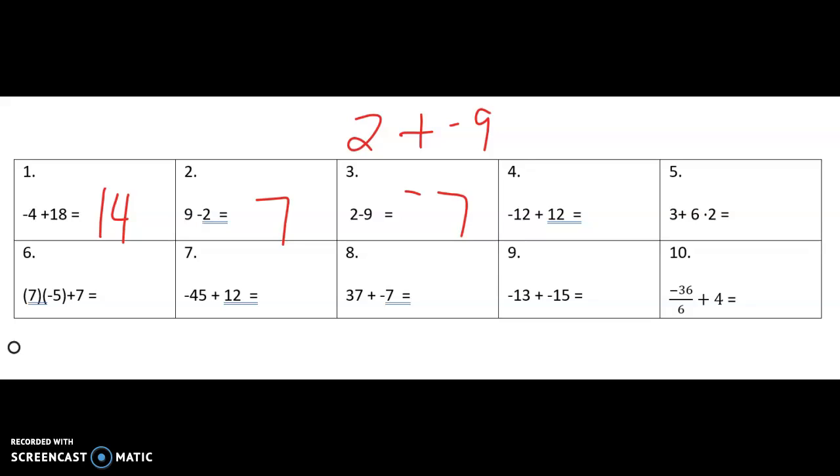-12 plus 12, that is additive inverses. Two numbers with the opposite signs is a 0.